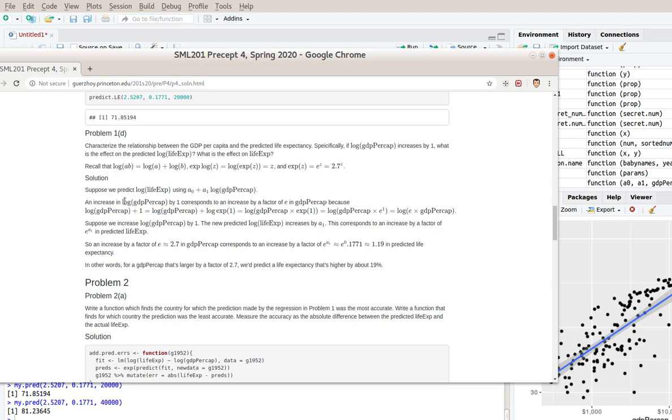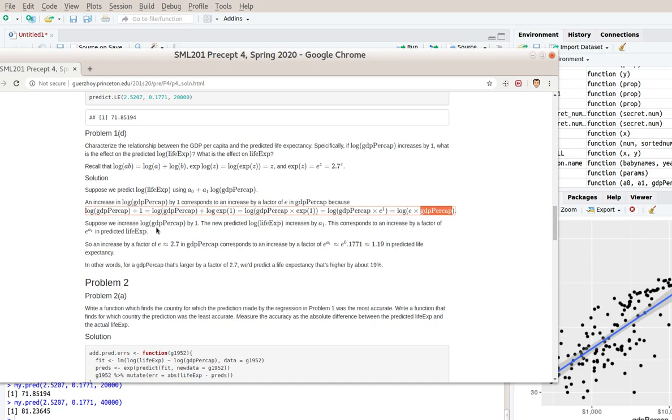If you're increasing log of GDP per capita by 1, what does it mean? It means that that's the same as saying GDP per capita grew by a factor of E. Okay? Why? Because of this. Log of GDP per capita plus 1 is the same as log GDP per capita plus log of exp of 1, which is the same as log of GDP per capita times E.